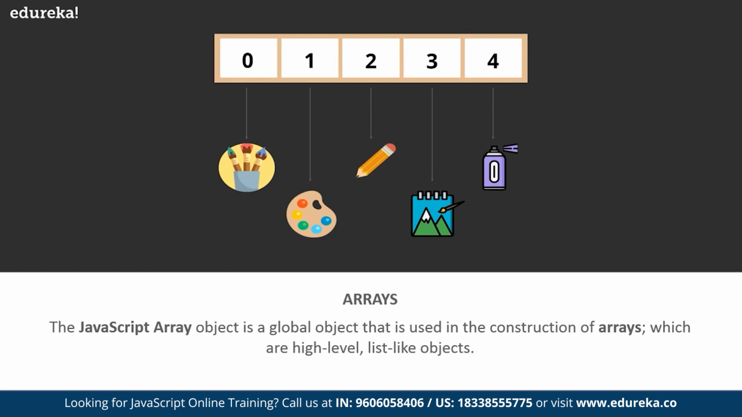Declaring them just using variables would be hectic because you have to define all of them separately, which might be a tedious task when your list is pretty long. So here come arrays to your rescue. Let's see how arrays work in JavaScript.